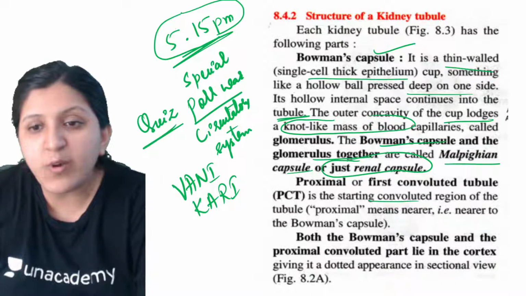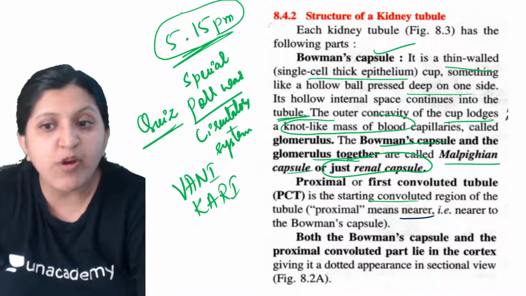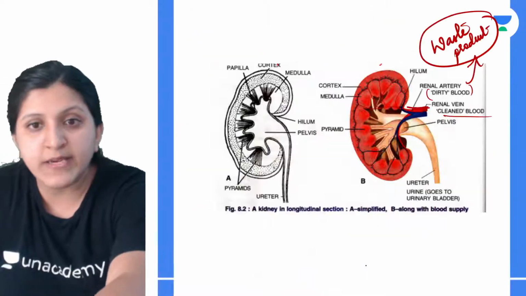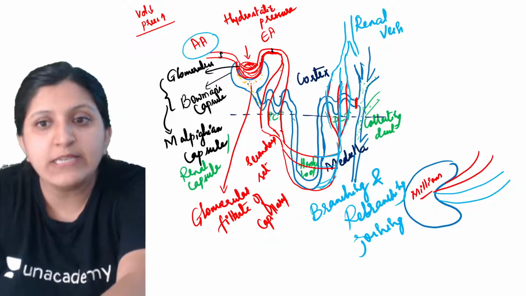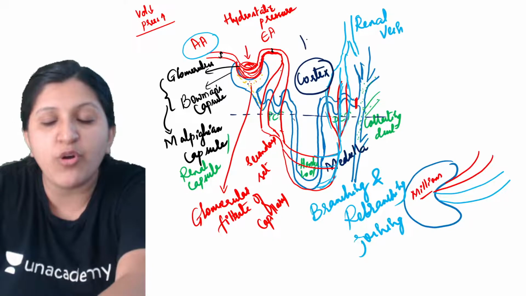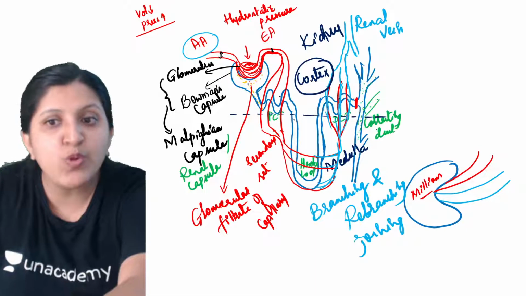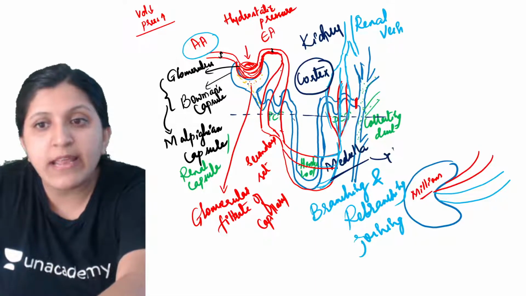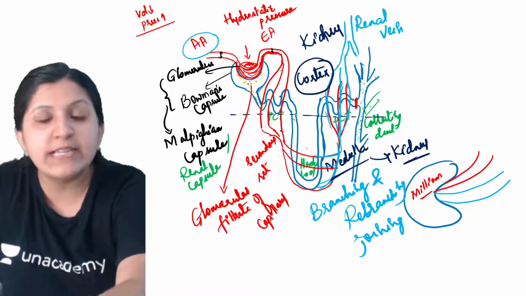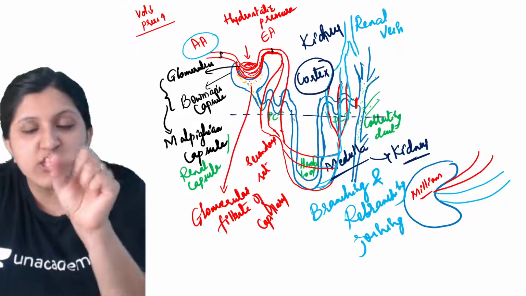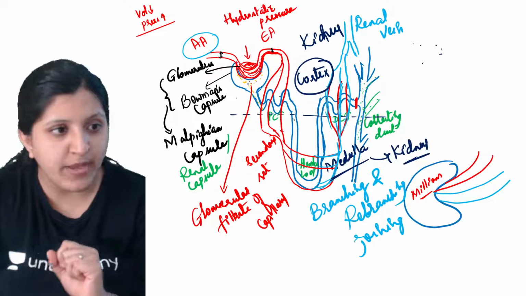So here the proximal means nearer. Both the Bowman's capsule and the proximal convoluted tubule are lying in this part. You can see here that the Bowman's capsule, PCT and DCT are in the cortex region of the kidney. The other parts, the Henle's loop and the collecting duct, are in the kidney medulla region. That is why we can see a pyramid shape with striations in the medulla region, and in the cortex region we can see a dotted appearance.